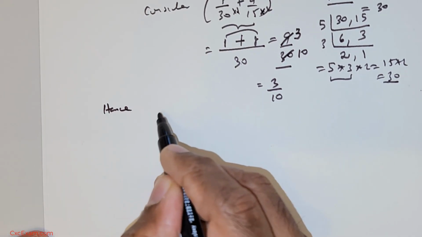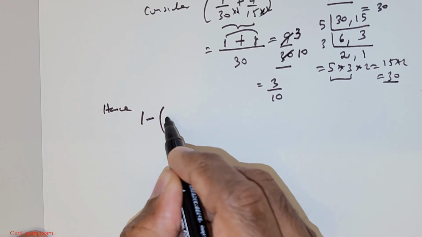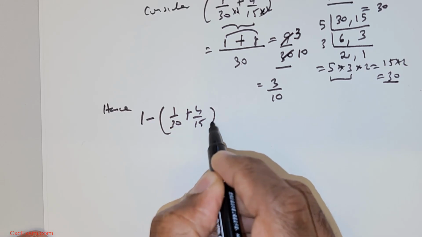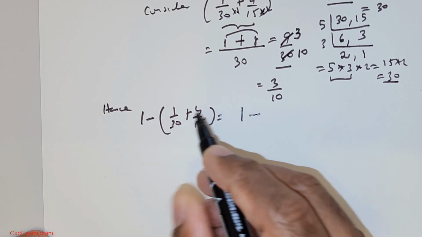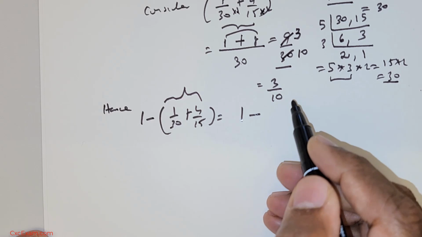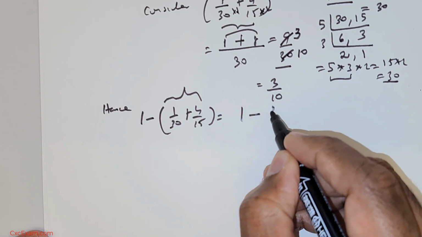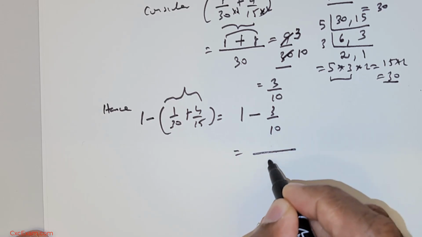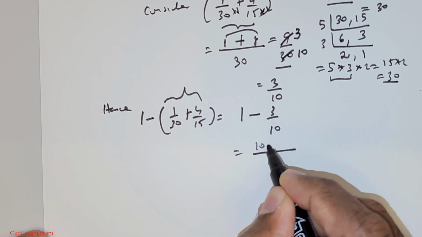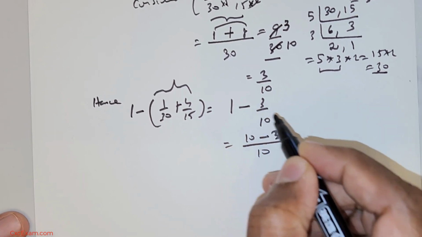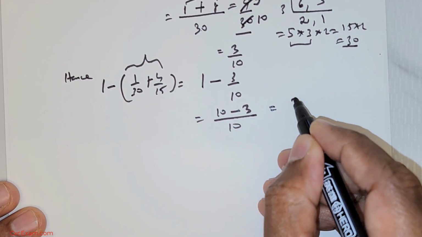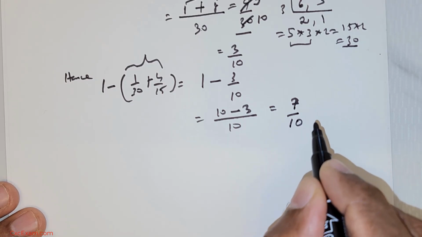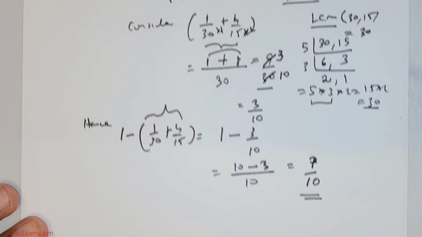So the given quantity, 1 minus 1 over 30 plus 4 over 15, is rewritten as 1 minus whatever component we got. You place that 3 over 10. Now you again take the LCM. This is going to be 10 into 1 is 10 followed by negative 3. 10 minus 3 will give us 7. That has to be divided by 10. So this is the final solution.